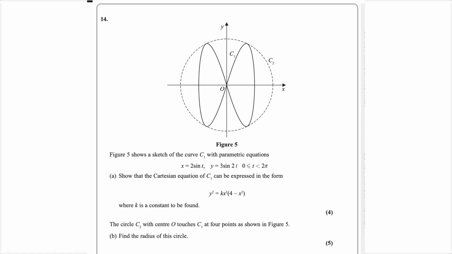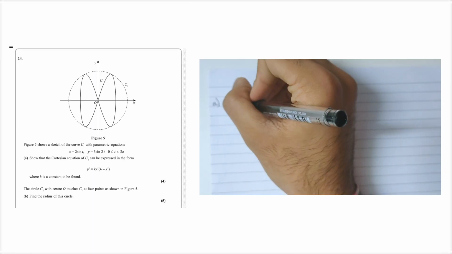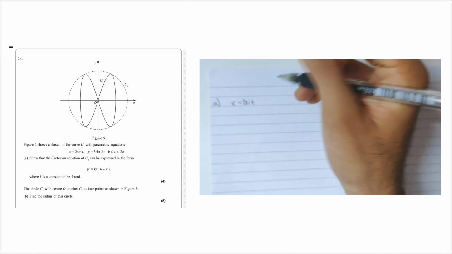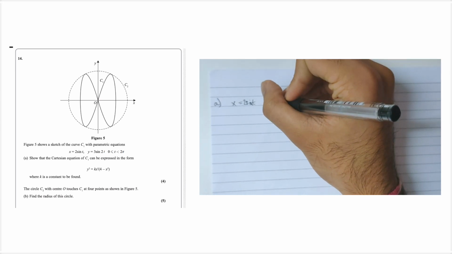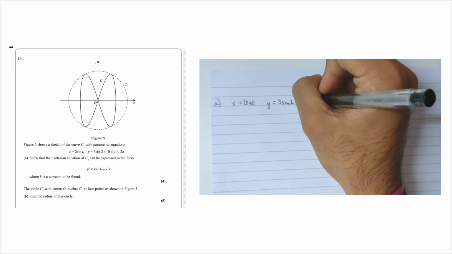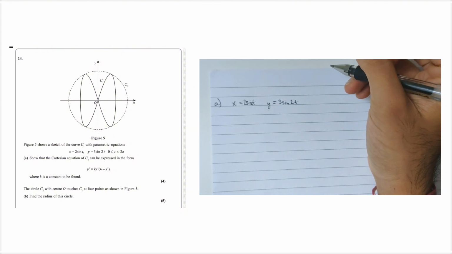Alright, so this is one of the hardest questions in Maths A level I've ever seen, and it deals with derivatives and parametric equations. So let's begin. The first part says convert the parametric equation x equals 2 sine t and y equals 3 sine 2t into a Cartesian equation.